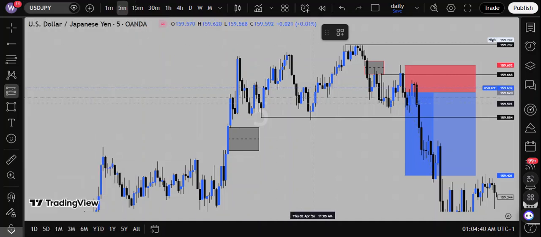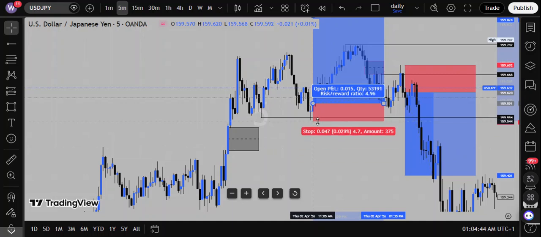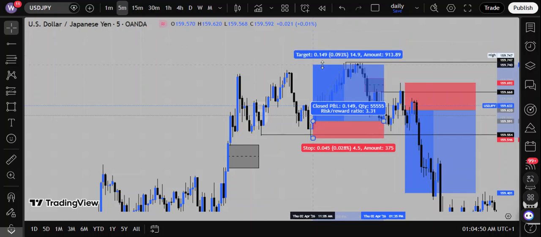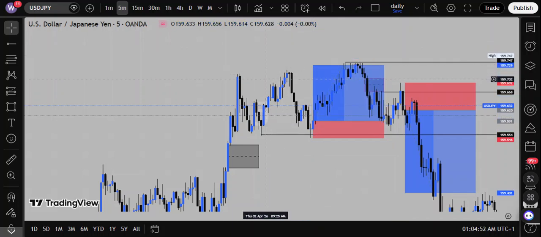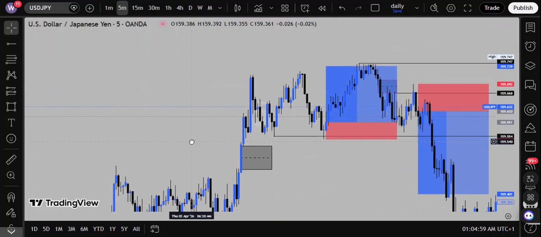You want to go long after the close of that bullish candlestick, your stop loss just at the wick that swept the liquidity. This is where your stop loss will be, and you want to target a 1 to 3 risk to reward. Look at this 1 to 3 risk to reward ratio. Boom, like 1 to 3, always 1 to 3. Look at that. So we've done so many examples.